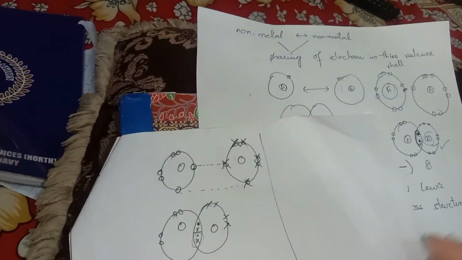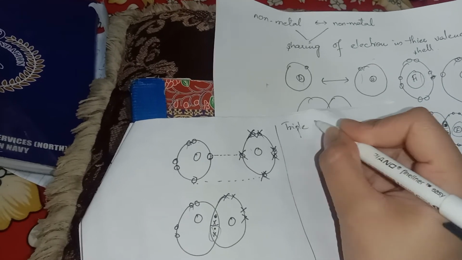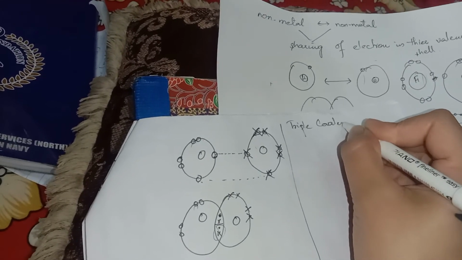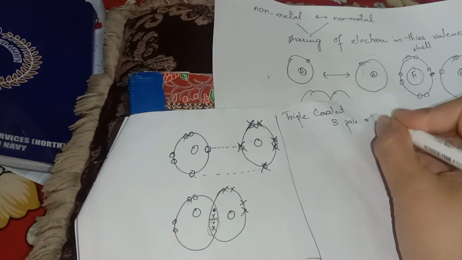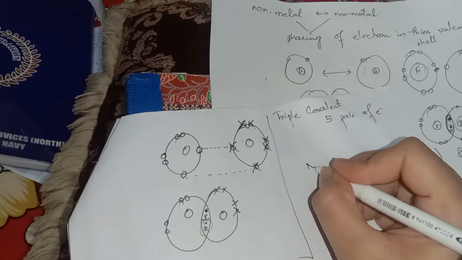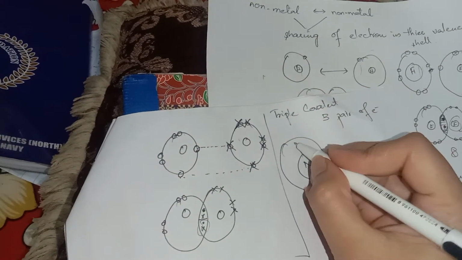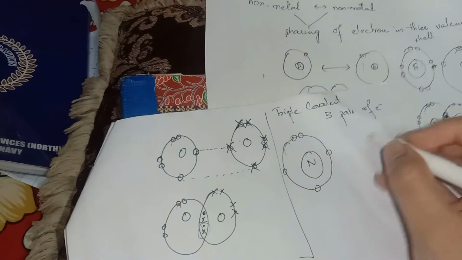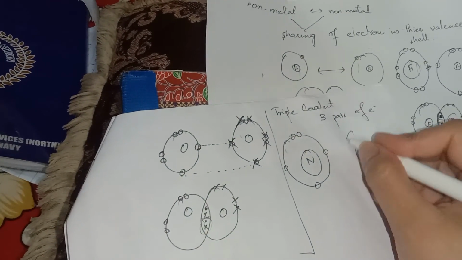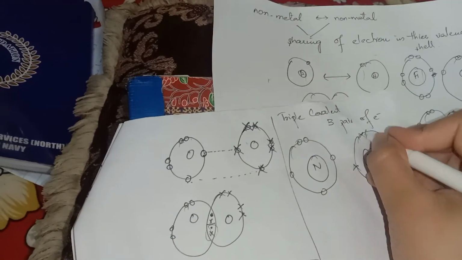Similarly, one more type of covalent bond is the triple covalent bond. This is the covalent bond in which 3 pairs of electrons are shared. For example, take nitrogen. Nitrogen has 5 electrons in its valence shell: 1, 2, 3, 4 and 5. Similarly here, 1, 2, 3, 4 and 5.